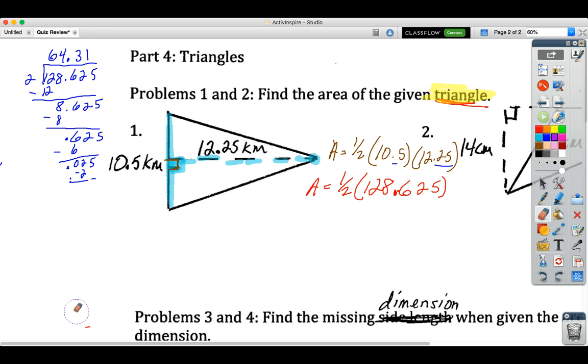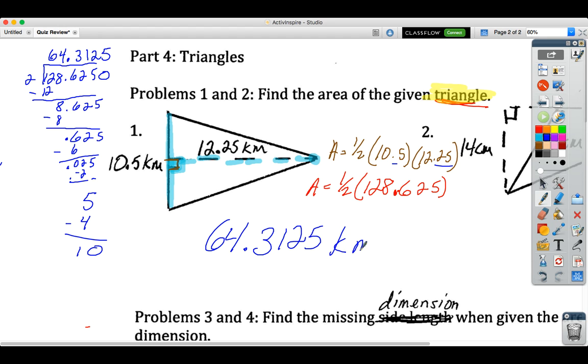That leaves me with this 5. Let me just pause it. All right, so now when we subtract down, this is going to give me this 5 that's remaining. You don't need to carry this decimal down every time. And now does 2 go into 5? Yes, it goes into it 2 times. So then this gives me 4. When we subtract this, we now have to add another 0 to bring this down. 2 goes into 10 5 times. So our final answer is 64.3125 kilometers squared. That would be the area of that triangle.